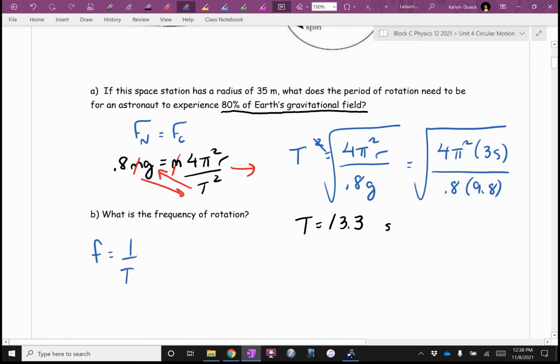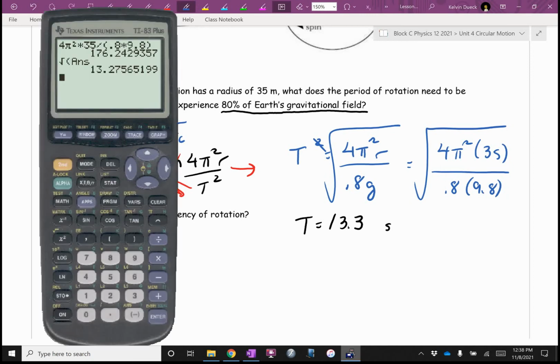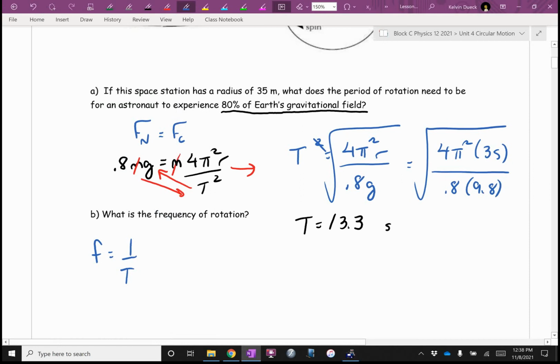In other words, if it takes 5 seconds to go around once, the frequency is 1 over 5, or 0.2. If it takes 10 seconds to go around once, the frequency is 1 over 10. It's the reciprocal. And by the way, now you may notice all of your calculators actually have a reciprocal button, a little x to the -1 button. If you press that, it will just find the reciprocal of this answer, and you get a frequency of 0.0753. And frequency is measured in hertz.